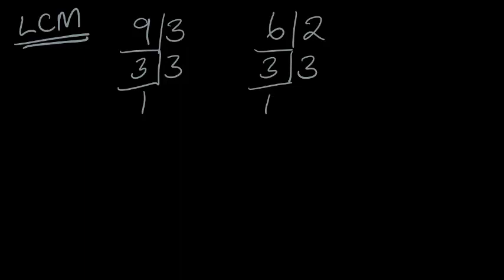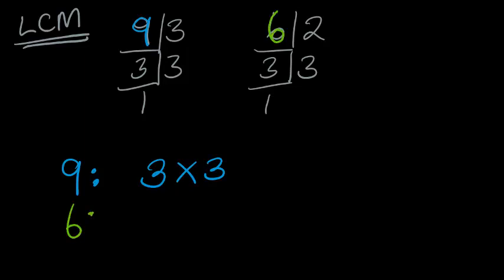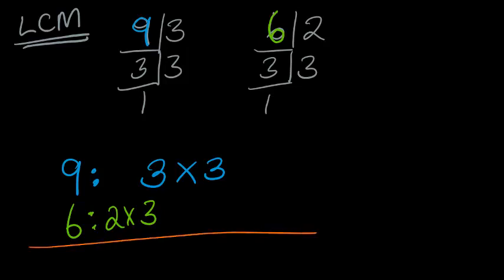I'm going to show you two different ways of doing this, and I need you to understand both. The way I showed you in class was to say that 9, which is this number, is multiplied by 3 times 3. Then 6, which is this number, is multiplied by the number 2 times 3. The important thing for you to notice here is that these numbers are all in the same column.